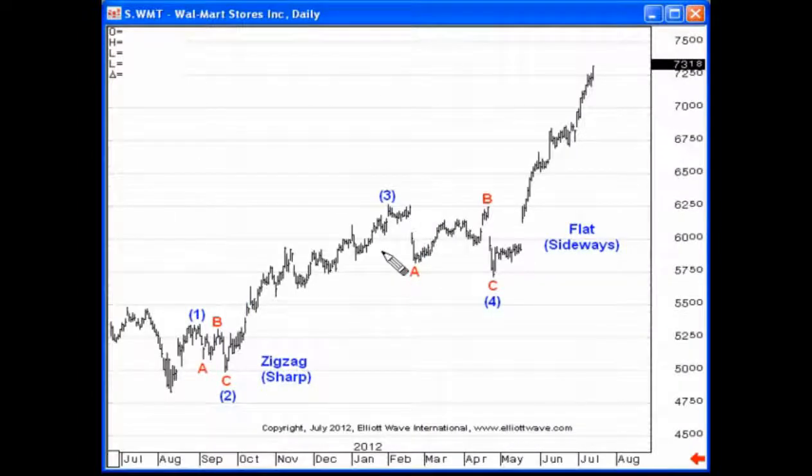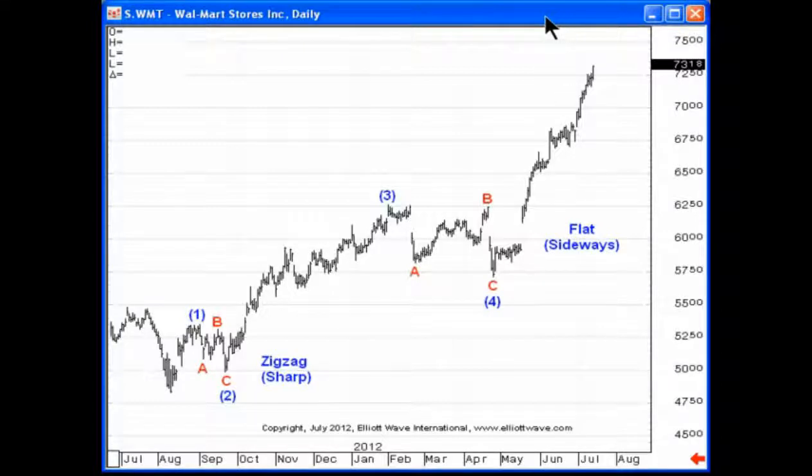Here we have Walmart. This is a 5-wave or impulsive move to the upside, and what you'll see in wave 2 is that we have a zigzag or a sharp correction, thus arguing that wave 4 will be some type of sideways correction, either a flat or a triangle. In this instance, it was a flat correction.